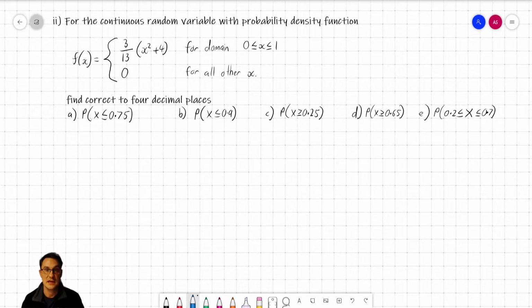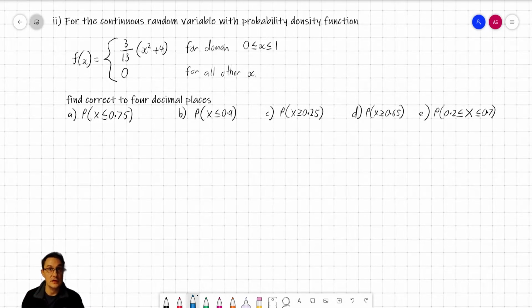So C and D are P of X greater than 0.25 and P of X greater than 0.65. But again, we can still use this same cumulative distribution function. We just modify what we're doing slightly in order to calculate it. The last one is where we're asked to find it between 2 points, P of 0.2 less than X less than 0.7. So we've got a range inside the domain, with neither the top end nor the bottom end of our range acting as our boundaries. Again, we can take the cumulative distribution function and use it to adjust what we're doing here.